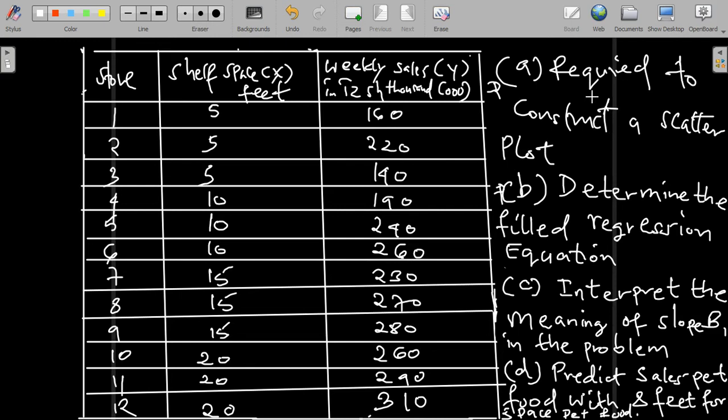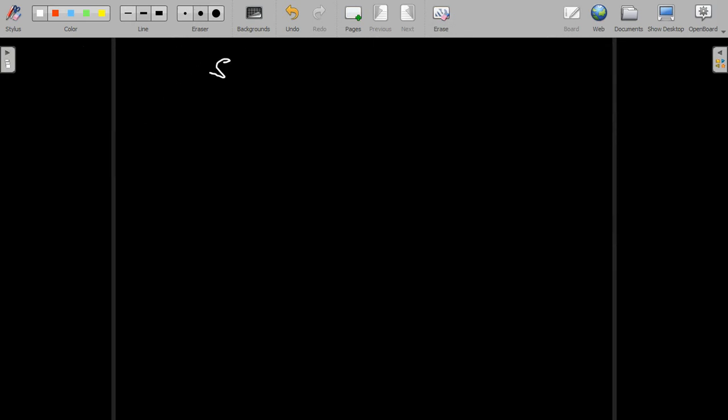We are required to construct a scatter plot, to determine the fitted regression equation, to interpret the meaning of the slope beta 1 in the problem, and to predict the sales for pet food when we are provided with 8 feet of shelf space for pet food. So let's go quickly to the solution. As observed, we have four parts we are required to solve.